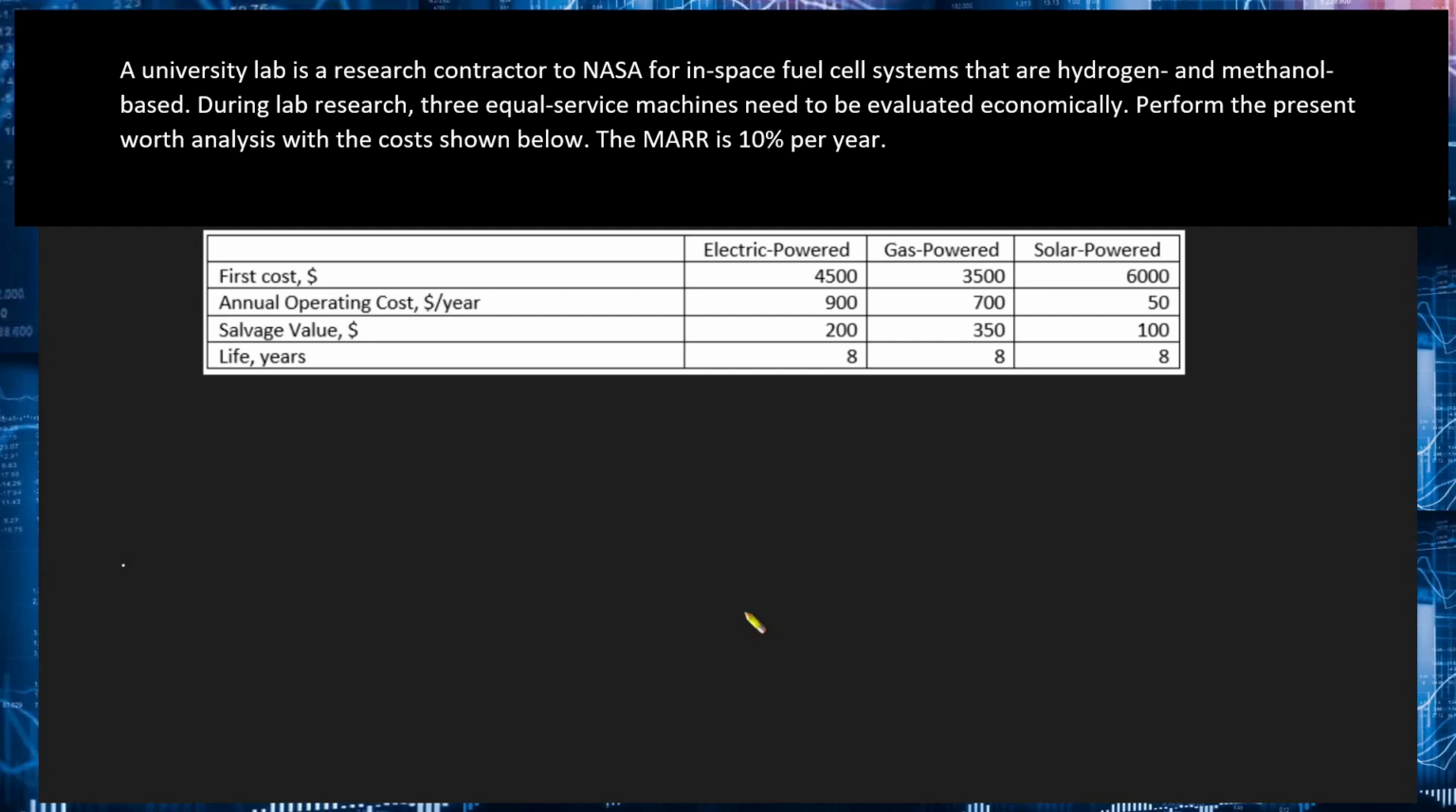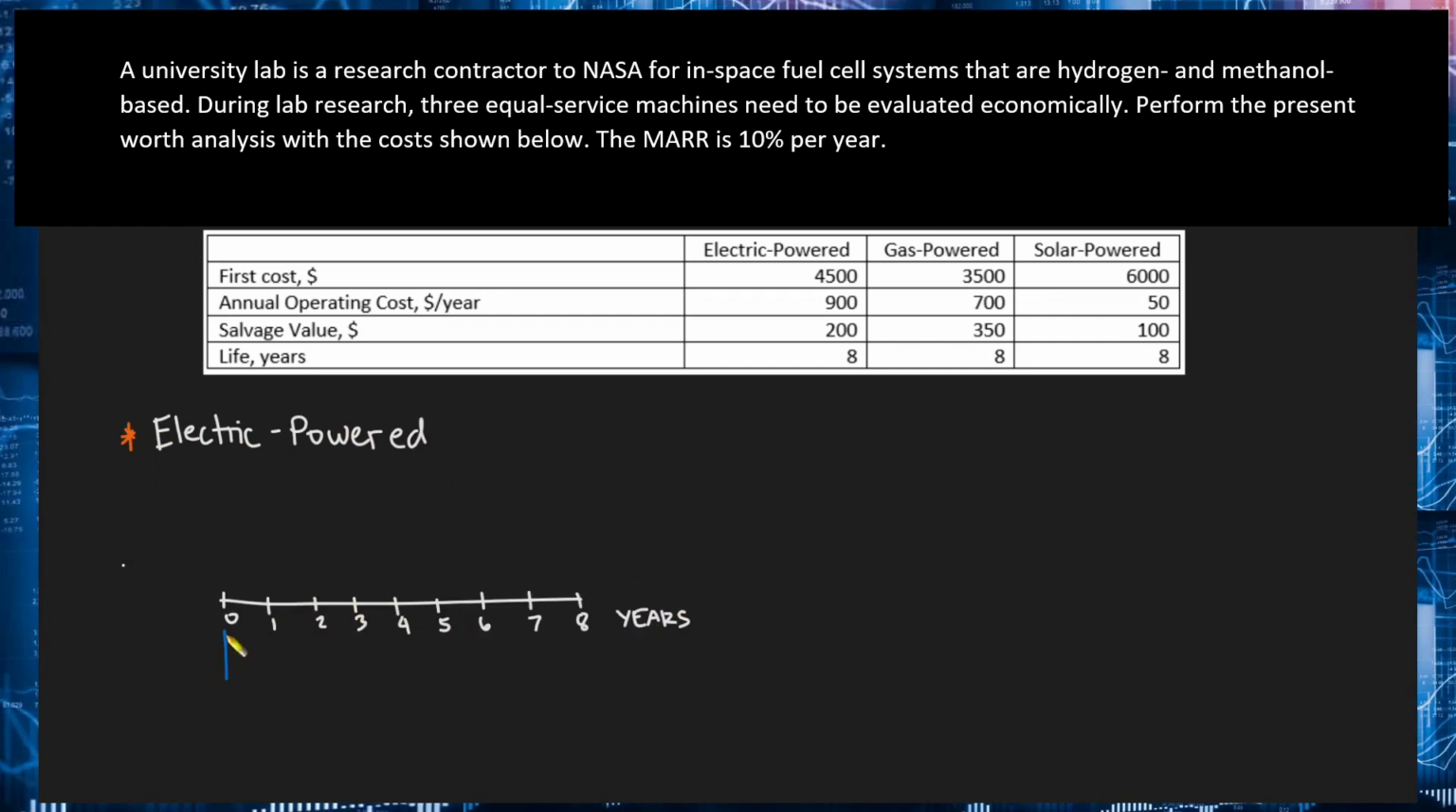We have here 3 alternatives. So we have an electric-powered, gas-powered, and solar-powered machines. And then yung corresponding first cost, annual operating cost, salvage value, and then yung life nila nakalagay din dito sa table. Again, first thing that you should do here is to draw the cash flow diagrams. So for each alternative, gagawa nyo ng cash flow diagram.